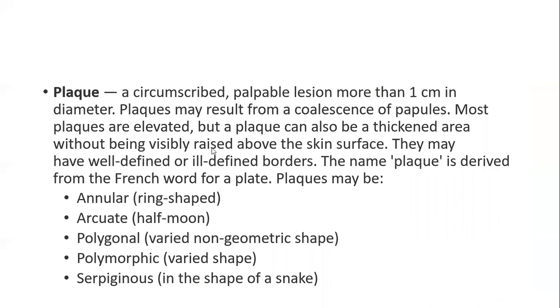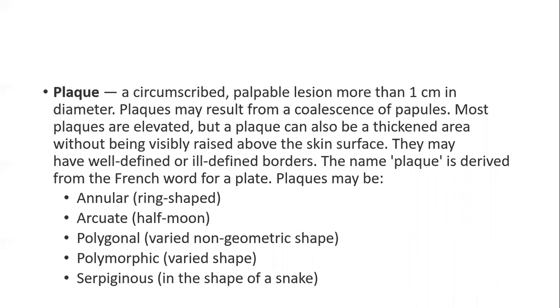Plaque is a circumscribed palpable lesion that is more than 1 centimeter in diameter and usually has a flattish surface. Plaque may result from coalescence of papules. Most plaques are elevated, but plaques can also be thicker areas without being visibly raised above the skin. Such plaques can be called infiltrated plaques. They may have well-defined or ill-defined borders.